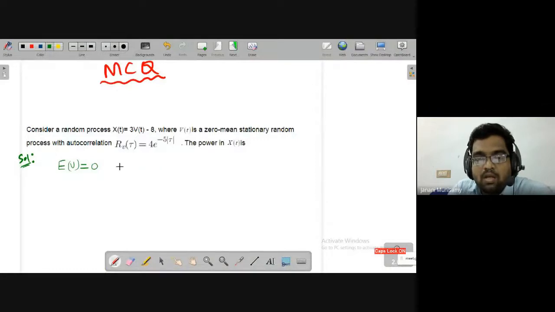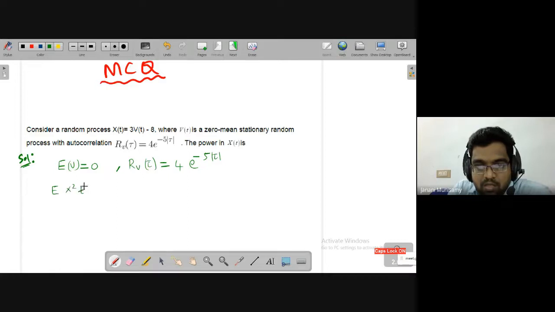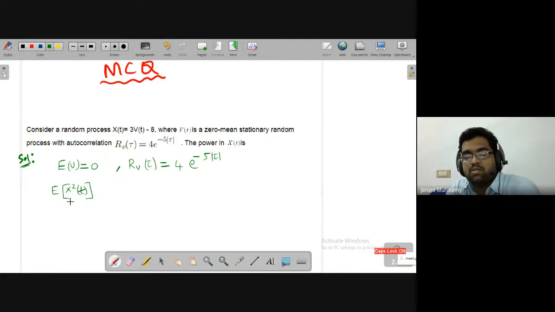Then they also mentioned the autocorrelation function for v, that is 4e power minus 5 mod tau. Now they are asking what is the power in x of t. First of all, you should know what is the power formula in the random process. For a random signal, power is simply the expectation of x square of t. This is the power of the random process.